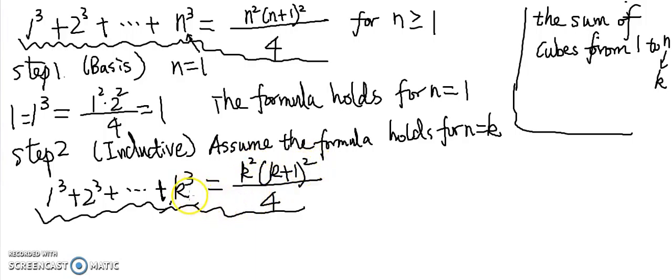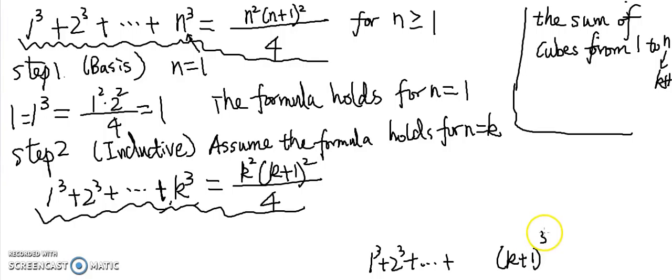But we want to prove the formula holds for n equal to k plus 1. So first let's write down what the formula is if n equals k plus 1. The left hand side will be adding the cubes of 1 and 2 and 3 and 4 all the way to k plus 1. So let's write 1 cubed plus 2 cubed plus 3 cubed all the way to the last one, which is k plus 1 cubed.